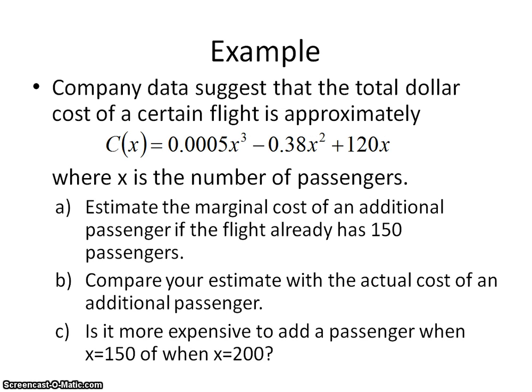Alright, another example of using this plus 1 or minus 1. A company's data suggests that the total dollar cost of a certain flight is approximately this equation right here, where x is the number of passengers. So we want to estimate the cost of adding a person when there are already 150 passengers. And then we're going to compare our estimate with the actual cost of an additional passenger. And then we're going to try to figure out if it's more expensive to add a passenger when there's 150 on the plane, or if there's 200 on the plane.